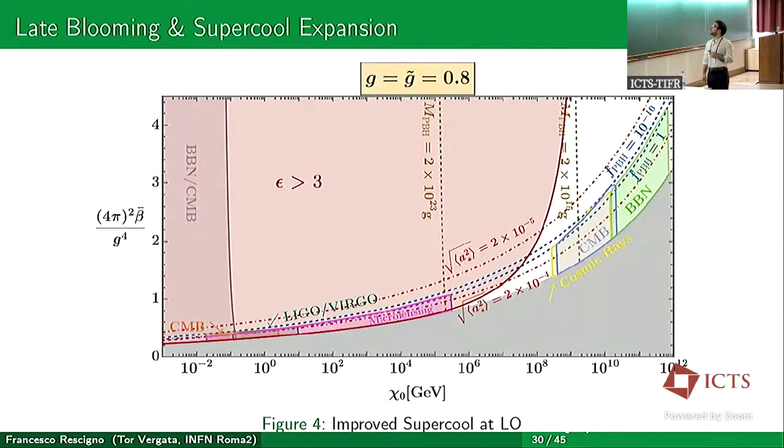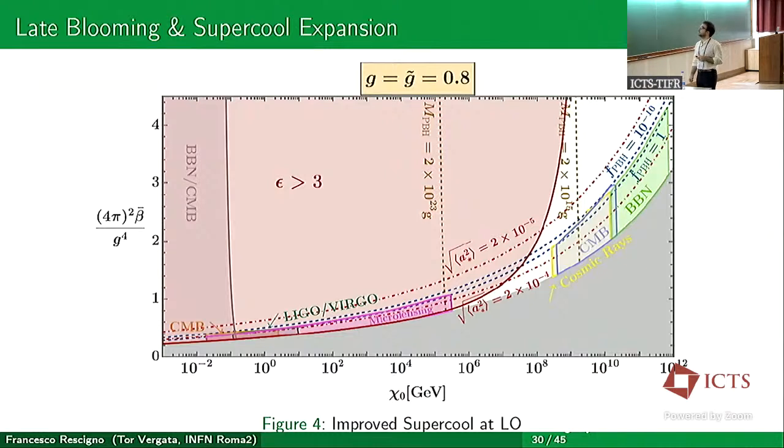Then you see the constant f_PBH line, so f_PBH equal to 1 is this line here. Below this line, we are overproducing primordial black holes. Then there is the line for f_PBH equal to 10 to the minus 10, and above this line, we produce less than 10 to the minus 10 fraction of primordial black holes. You see also the constant line for the mass and the constant line for the spin.